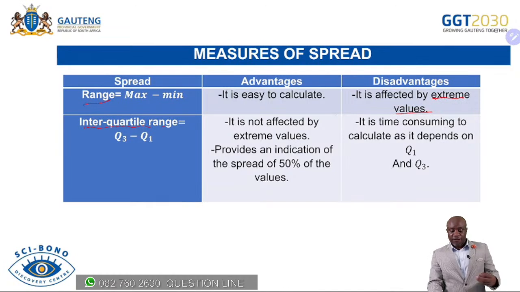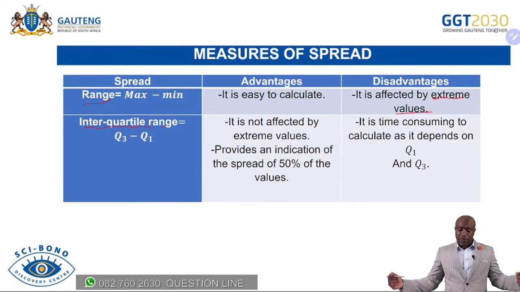So sometimes you might find that you have one score that is very small, and the rest of the scores are neatly close together, and therefore your minimum will affect your range, because you're going to take the largest value minus the minimum, and you're going to get a very huge difference. And by looking at the range, somebody would think, oh, there are huge differences in the marks or in the scores, right?